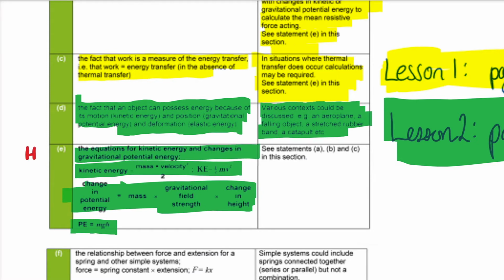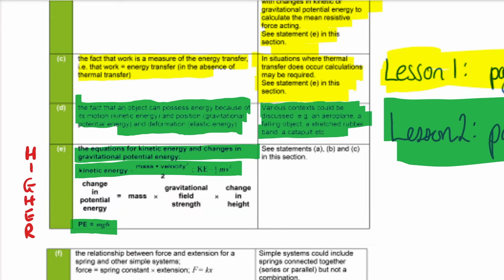But importantly, and I'll write it down here, this work is for higher tier only, because you can see, if I rub this off again, that text's in bold. So whenever you see the text in bold on the spec, it means higher tier.